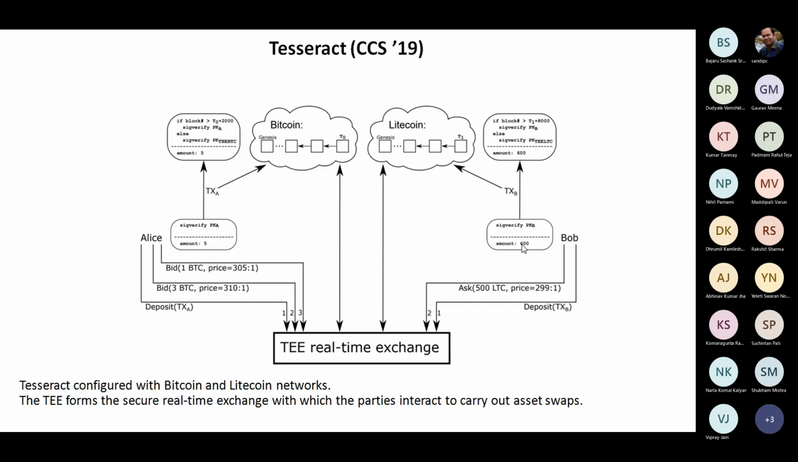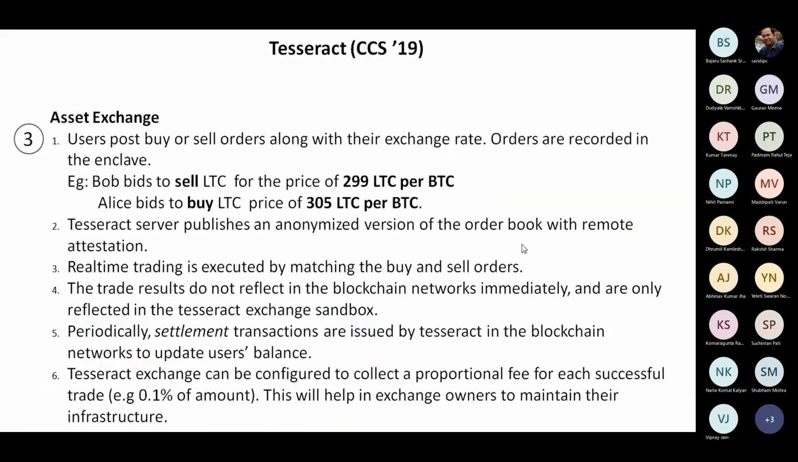If you see this situation, these are not matching. Alice is asking for 305 Litecoins, but Bob is not willing to pay more than 299 Litecoins, and so on. This is what we mean by the exchange, where we see in real time what the selling prices and the buying prices are. And based on that, if there is a match, then the transaction will be carried out by the exchange. This is what we mention here.